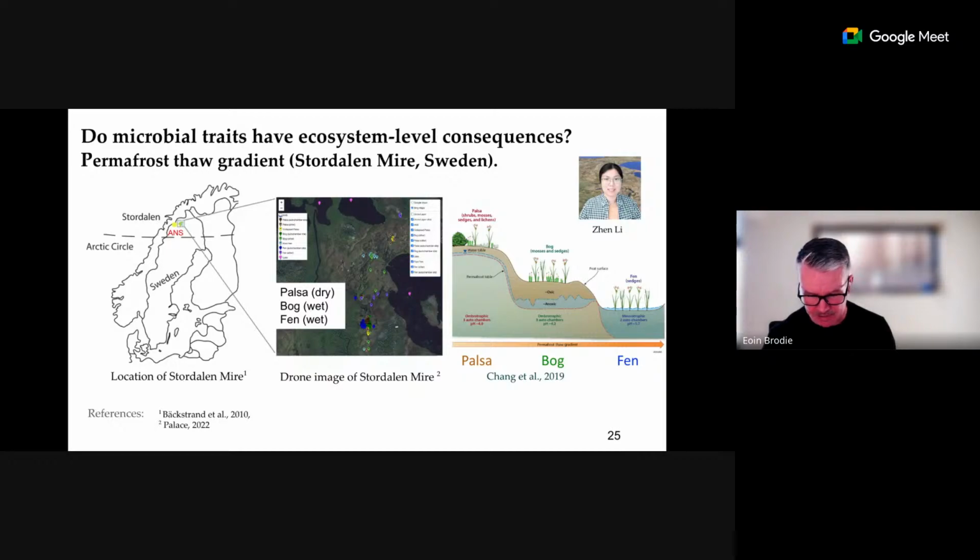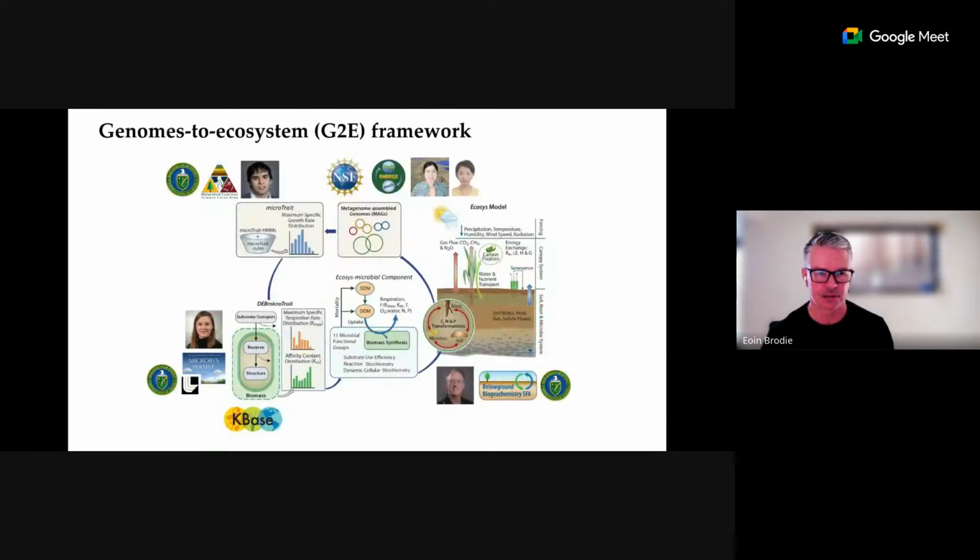So this field site has been ongoing for a number of years, where we've been, with many collaborators, studying the genomics of these systems, which microbes are present, turning those genomes into traits, and now integrating those traits into an ecosystem model. So this is the Genomes-to-Ecosystem framework again. We have metagenome assembled genomes. We then have the microtraits, prediction of the traits, assimilation into DEB microtrait to predict further traits. And then we're using that information to parameterize an ecosystem scale model called EcoSIM. And I'll tell you a little bit about that.